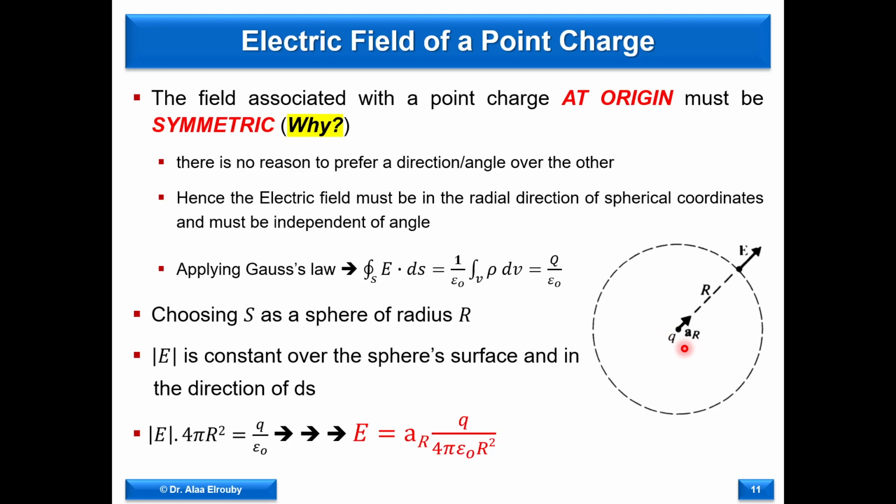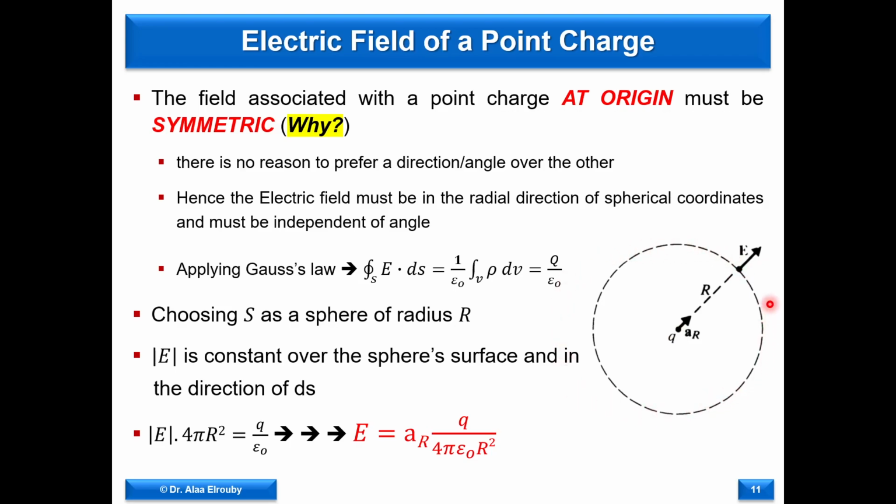associated with this charge. So the first thing here is that the field associated with a point charge at the origin must be symmetric. Why? The idea here, like any physical problem, is not just electrostatic. If the geometry is symmetric, the geometry has two aspects here: the source and the observation. In our case, the source is a point. You can consider a point as a tiny sphere at the origin, and the observation is another point.